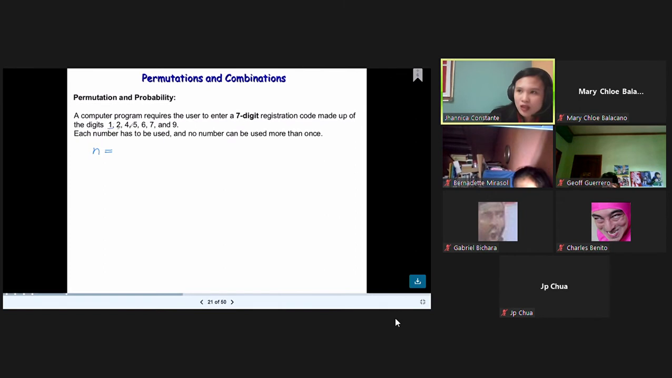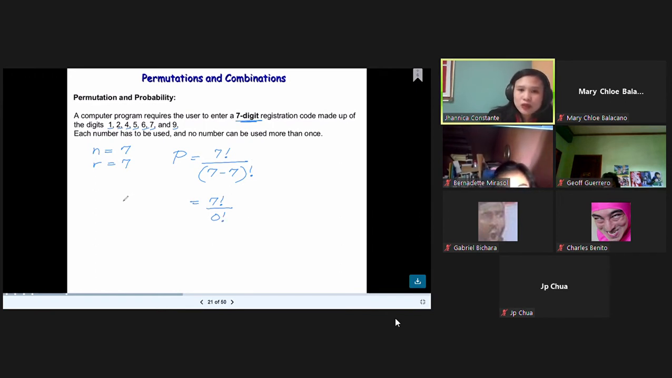We have 1, 2, 3, 4, 5, 6, 7. We have 7 choices of number, and we need to create a 7-digit registration, so our r is also 7. So permutation equals 7 factorial over 7 minus 7 factorial. If we're going to solve this one, 7 factorial over 0 factorial.